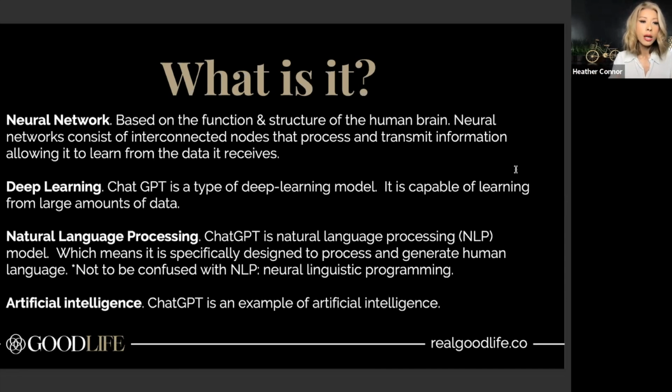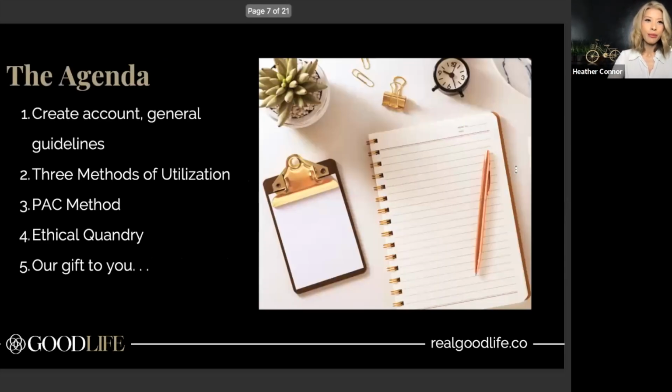It's also deep learning. ChatGPT is a type of deep learning model, and it's capable of learning from large amounts of data. It's also natural language processing. So NLP, which some of us know as neuro-linguistic programming, don't confuse it for that acronym. NLP is also used, meaning natural language processing, and it's specifically designed to process and generate human language. And then, of course, as we know, it's artificial intelligence.